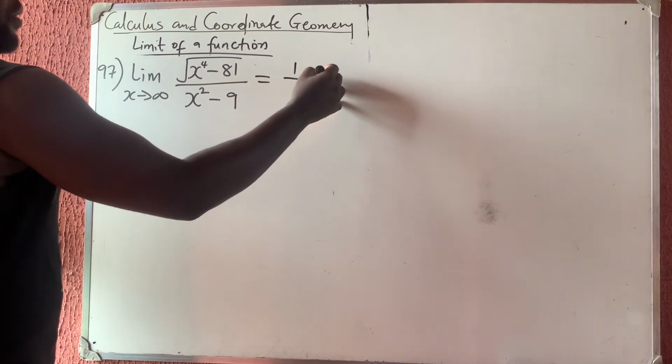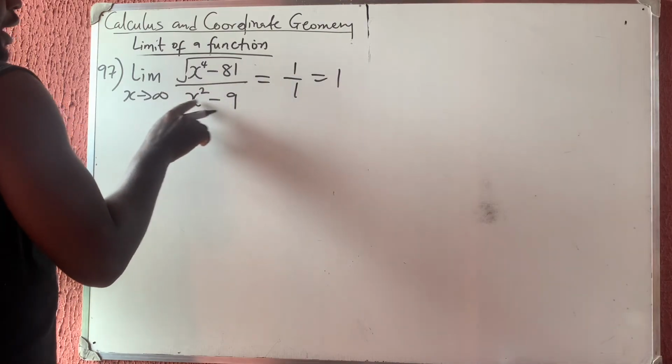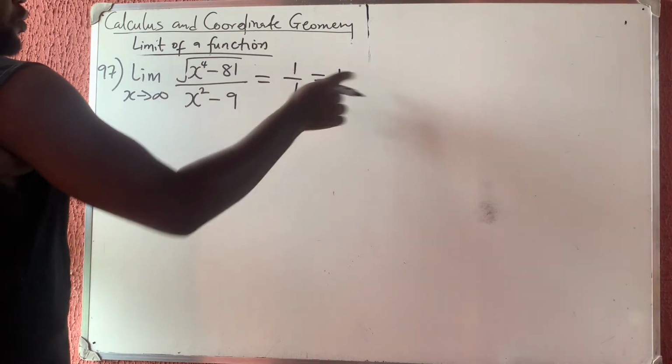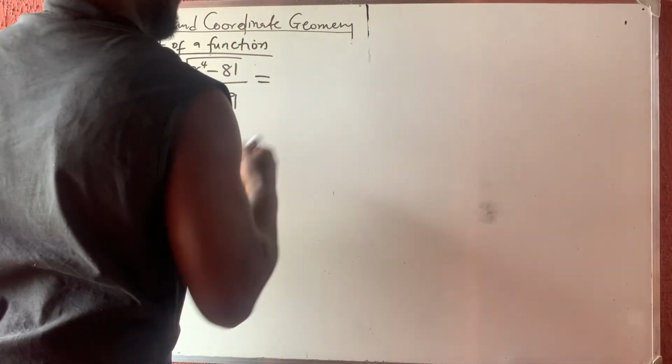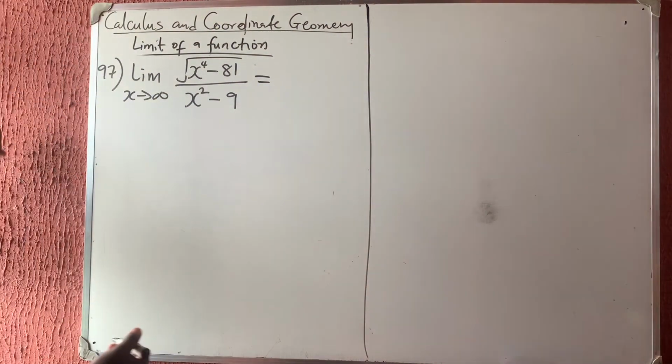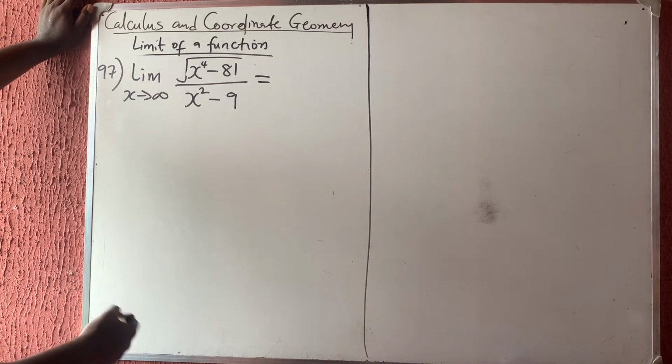That is 1 over 1, which is 1, because the highest power here is 4, the quotient is 1, pick 1. The highest power here is 2, the quotient is 1, pick 1. So 1 over 1 is 1. But let me still show you how to solve it. So learn how to solve it. Normal method: divide by the highest power before you substitute infinity.